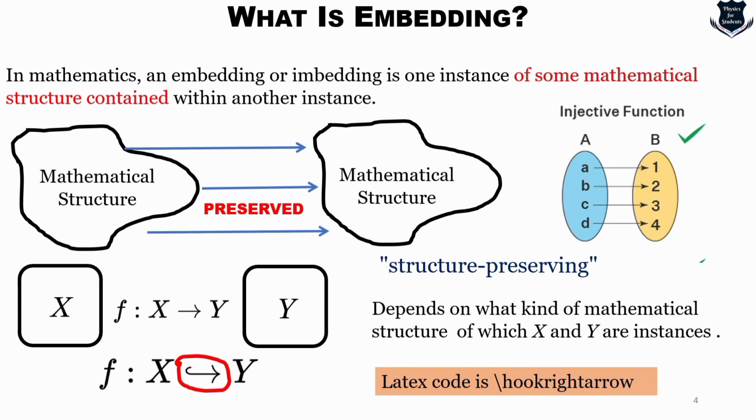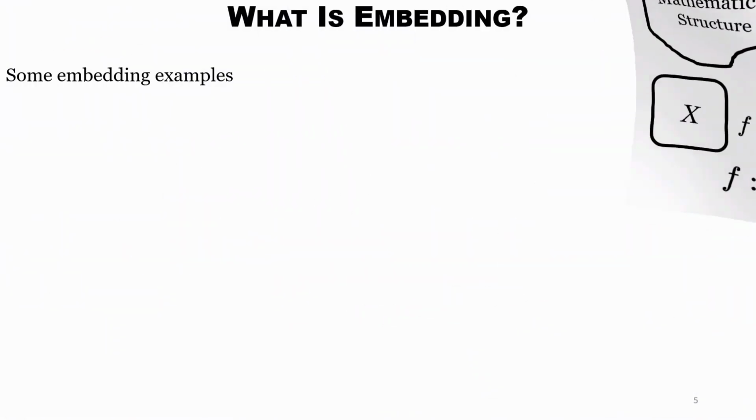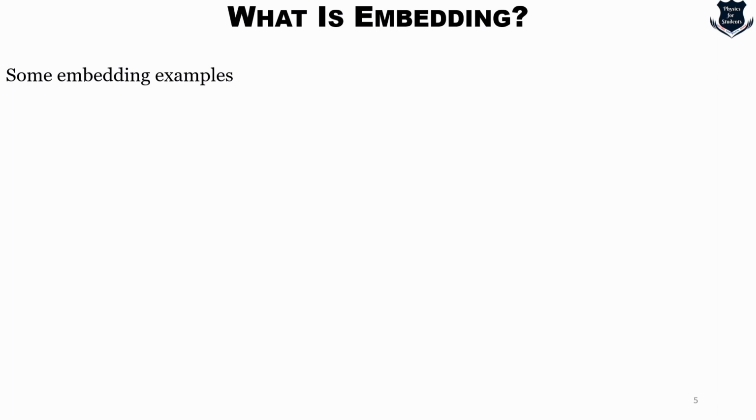Anyway, the concept of structure preserving is dependent on what kind of mathematical structure we are talking about. So in category theory we call it a morphism, then we have homeomorphism, etc. So one structure is getting embedded in another structure where there is an element of structure preserving and an injective function. Each element is pointing from A to B. Okay, some embedding examples would make things much easier.